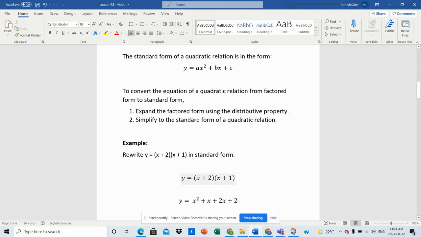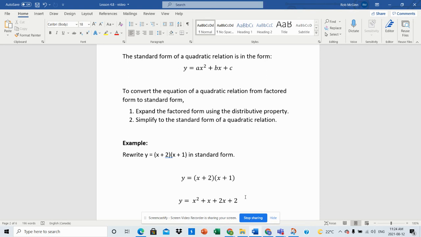And so what we'll do is we'll do x times x. Those are our first terms. That's going to give us x squared. Then we do our outside, which is x times 1. So that's just going to give us 1x. We can just write it as positive x. Then we do our inside terms, 2 times x. So we've got plus 2x. And finally, our last terms, 2 times 1, which is 2. So we now have our equation y equals x squared plus x plus 2x plus 2.